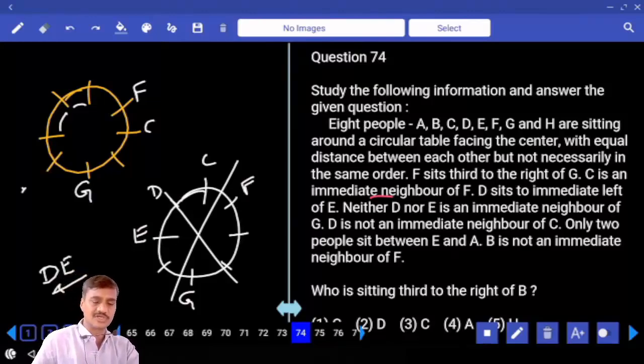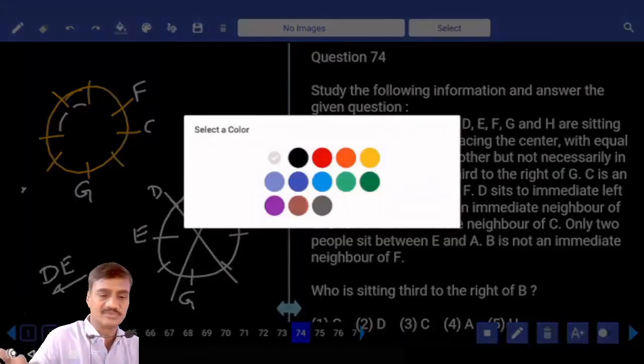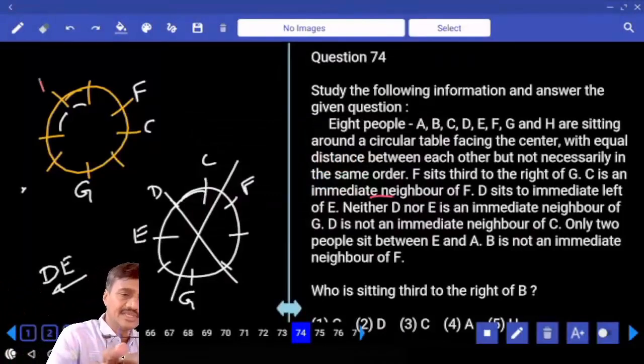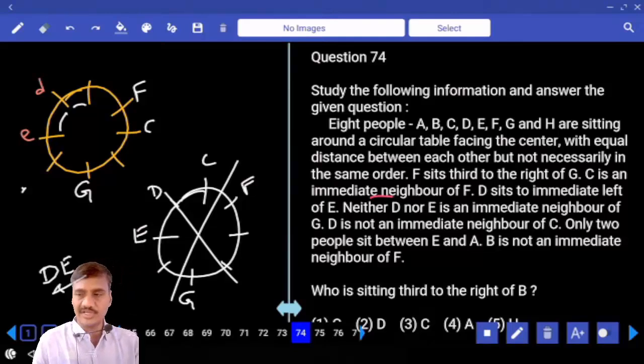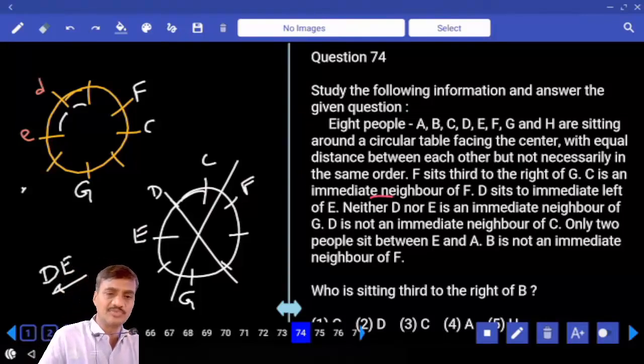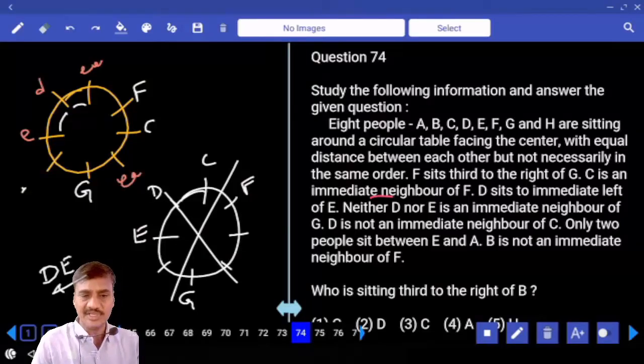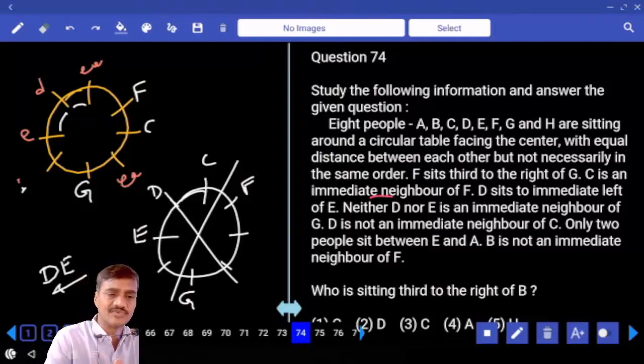Now let us start the possibilities. Now D and E. D is here, E is here. This is the first possibility. And if D and E were like this, neither D nor E is an immediate neighbor of Z. D is not an immediate neighbor of C. And next, only 2 people between E and A, so E and A will be like this. B is not an immediate neighbor of F, so B is here.